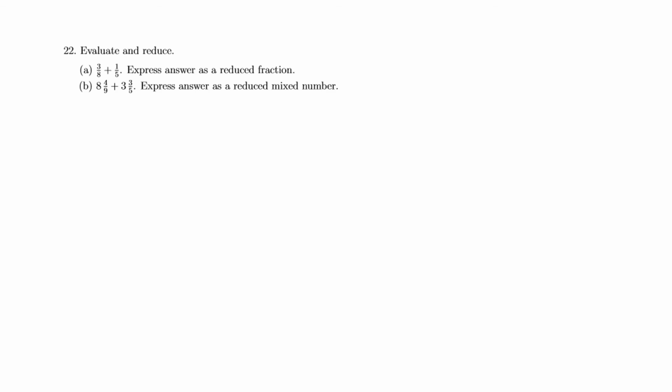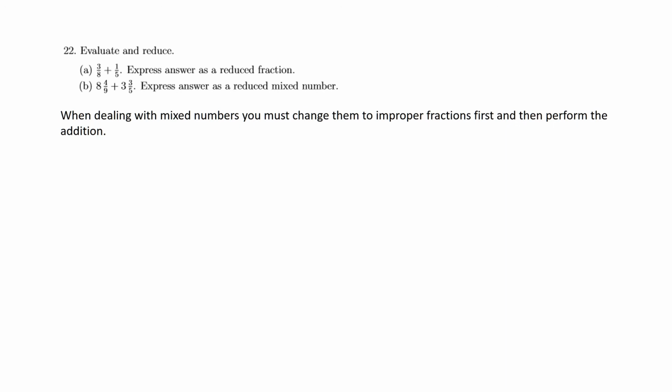Now the B part, we want to express our answer as a reduced mixed number. The easiest way, I think, to add mixed numbers is to change them to improper fractions first, then get a common denominator and go through the whole process. You may have learned to add the whole number part and the fraction part, but I'm going to do it the other way.